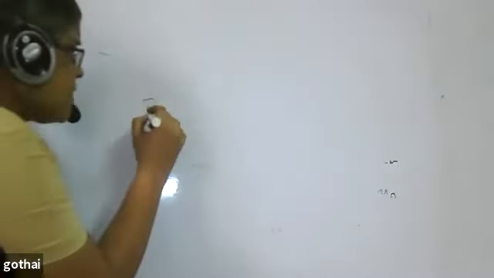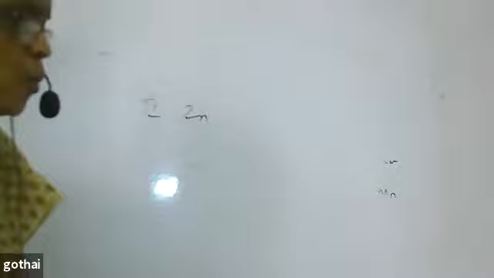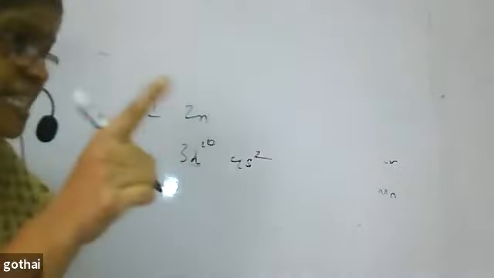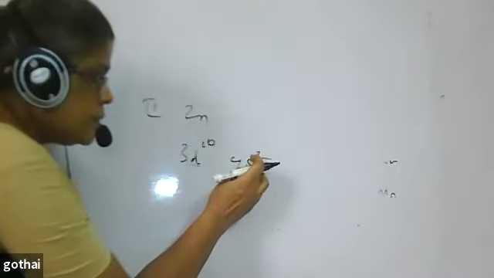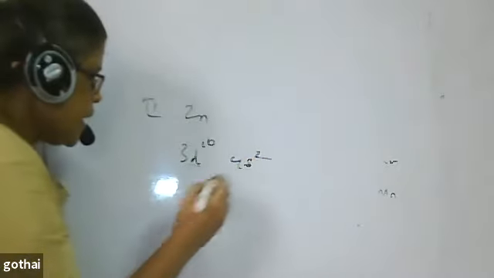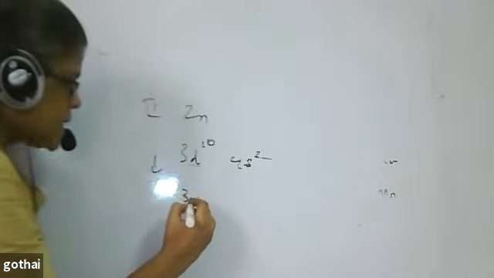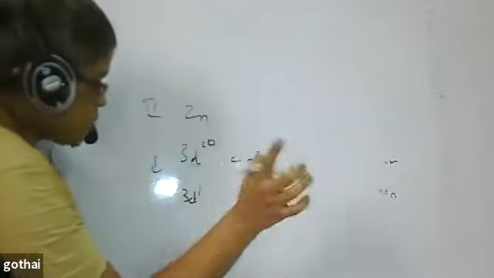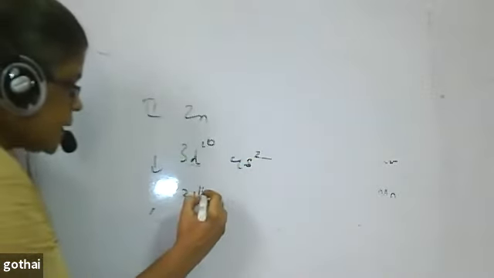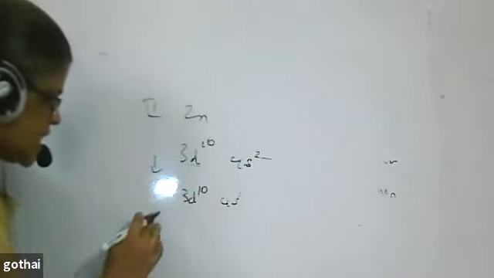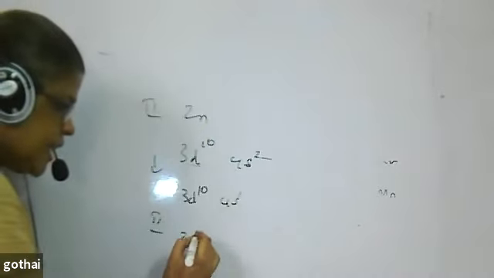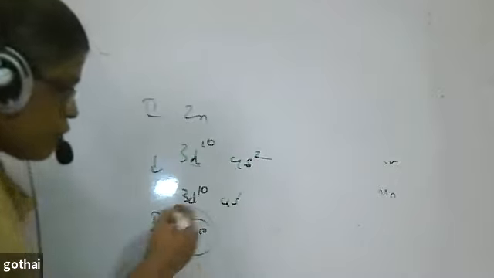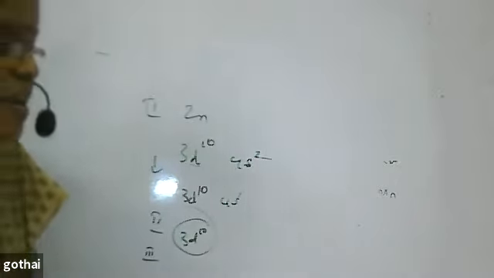There is a question: the second ionization enthalpy of zinc is very, very high. Why? Zinc is 3d10 4s2. The first one you remove gives 3d10 4s1 for the first ionization. The second ionization enthalpy will give 3d10. Understand? The third ionization enthalpy of zinc is very, very, very high.